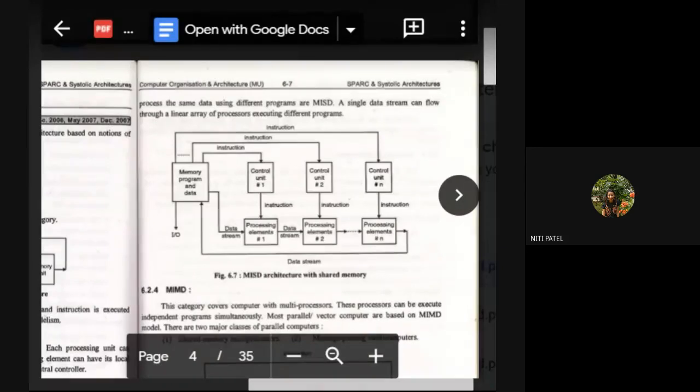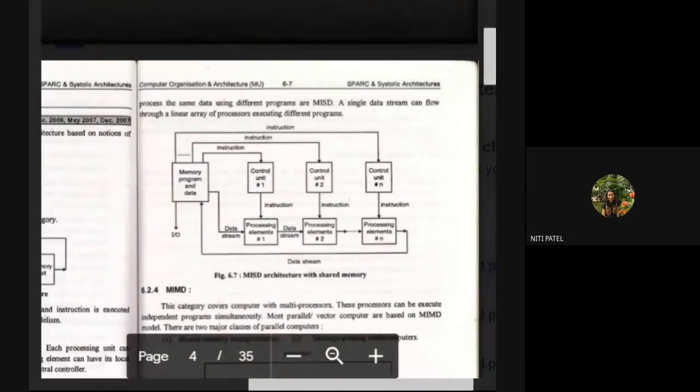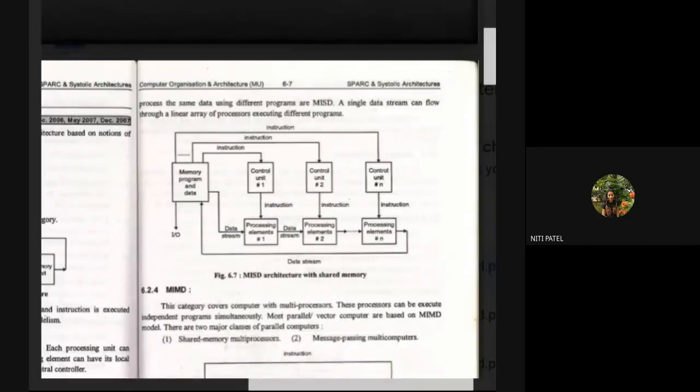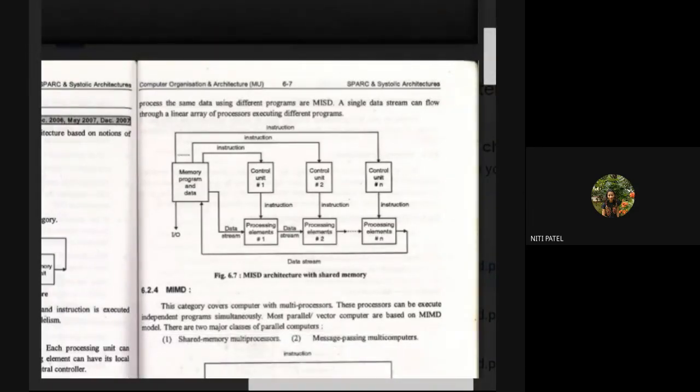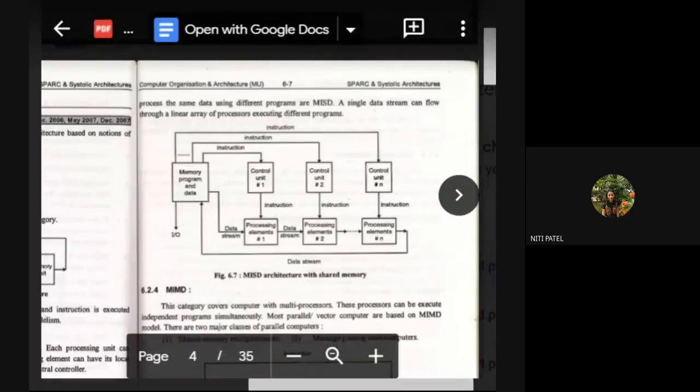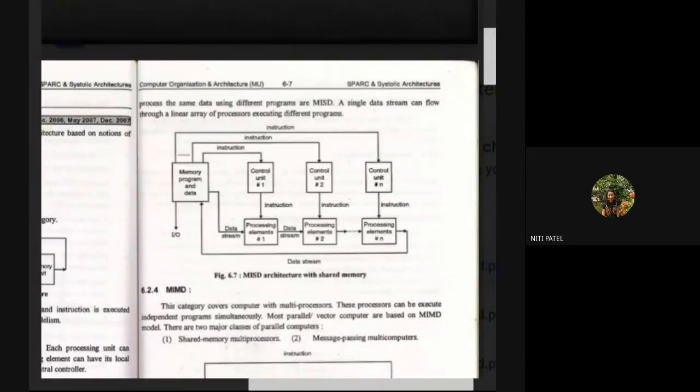Now let us look into the diagram. In this MISD diagram, I have n number of control units: control unit 1, control unit 2, and so on. I have n number of processing units: processing unit 1, 2, and so on. I have memory, program, and data. I have an IO system. Instructions go from the control units to the processing units, but you will see only one data stream, coming out of the processing unit and storing the data into the memory, program, and data. So your data stream is only one, therefore it is called single data stream, multiple instruction.